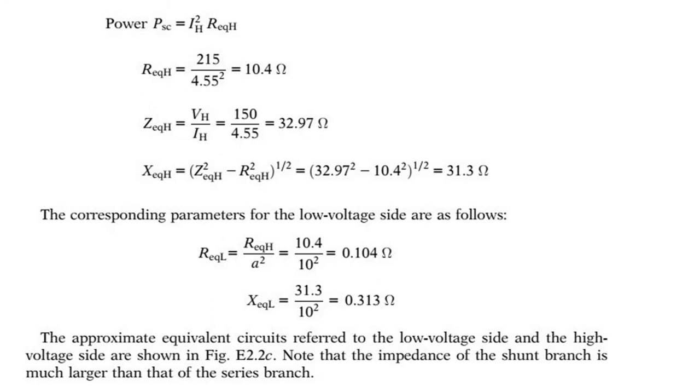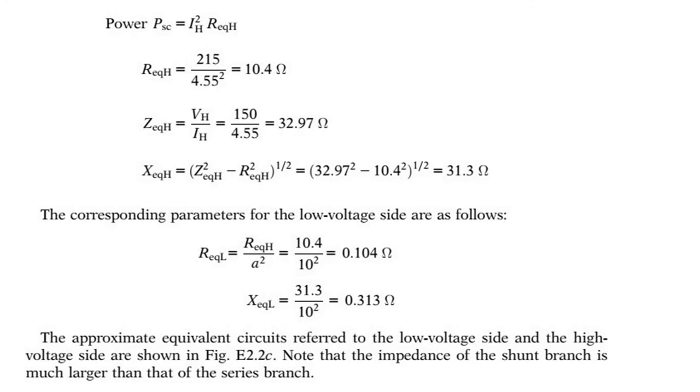Then power PAC is equal to I squared R equivalent, so R equivalent is equal to 215 divided by 4.55 whole squared, which is equal to 10.4 ohm. Z equivalent is equal to VH divided by ISH, which is 150 divided by 4.55, equal to 32.97. Then the inductive reactance is equal to Z equivalent squared minus R equivalent squared, all to the power 1 by 2, which is 32.97 squared minus 10.4 squared, equal to 31.3.